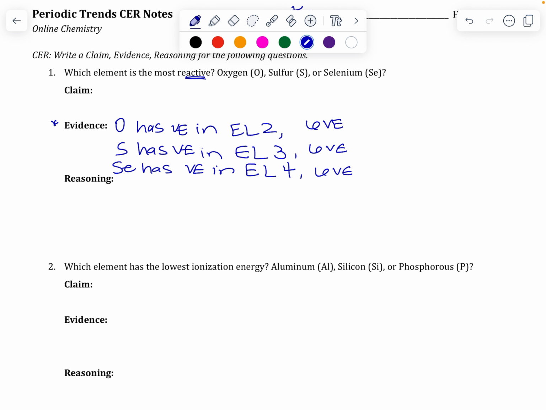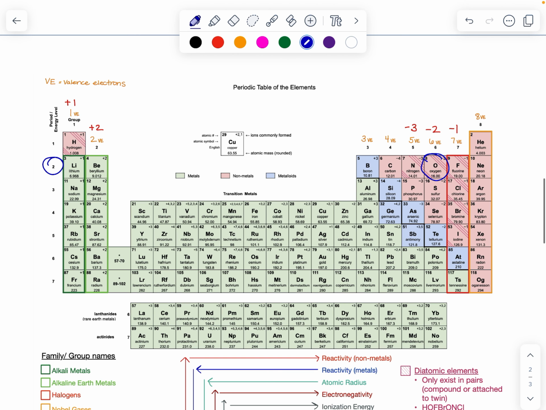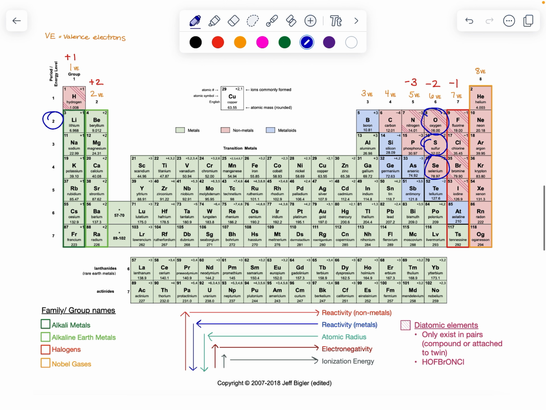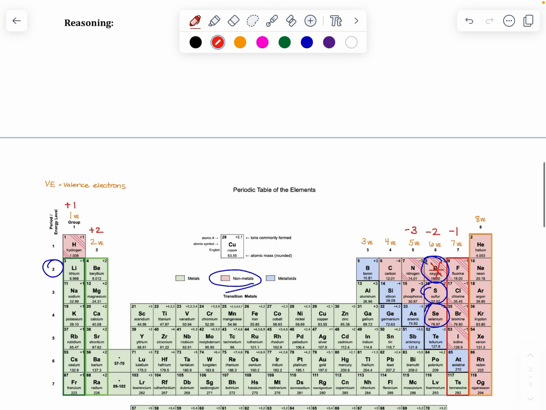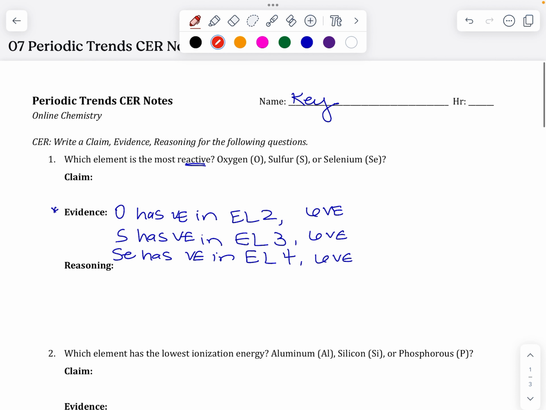So now when I'm looking at which of these is the most reactive, we can follow our trend. We've got oxygen, sulfur, selenium. These are all nonmetals, which means if I look at my reactivity of nonmetals down here, which is my red, reactivity is going to increase as we go up. And so this is showing me that oxygen is going to be my most reactive. And so my claim is that oxygen is more reactive than sulfur and selenium.